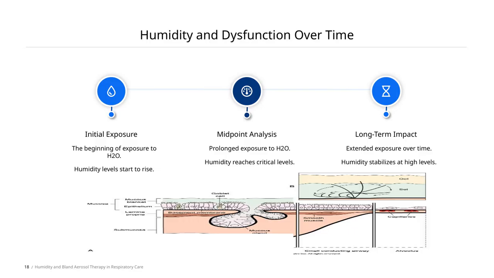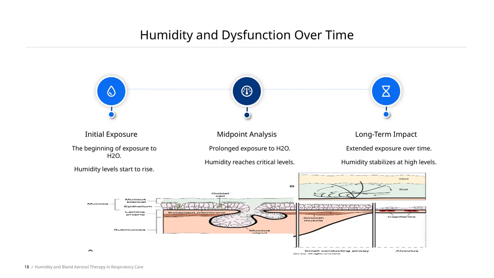Let's talk about humidity and dysfunction over time, particularly in the context of bland aerosol therapy in respiratory care. Initially, when a patient is first exposed to humidified air, we're seeing the beginning of that exposure to H2O at this stage. Humidity levels start to rise as the lungs begin to receive moisture, which is crucial for maintaining airway health. As exposure continues over a longer period, we enter what we call the long-term impact phase.